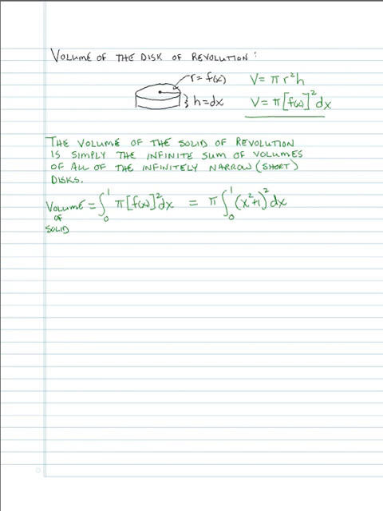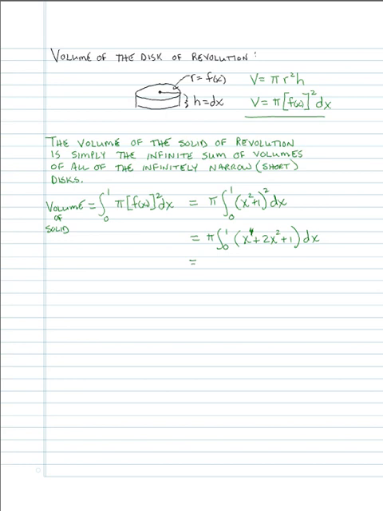And so now we just do a little bit of work. This is not a big deal. I guess the easiest thing for us to do would be expand that integrand. That is, square x squared plus 1. And when we do, we get x to the fourth plus 2x squared plus 1. And of course, we're integrating with respect to x.